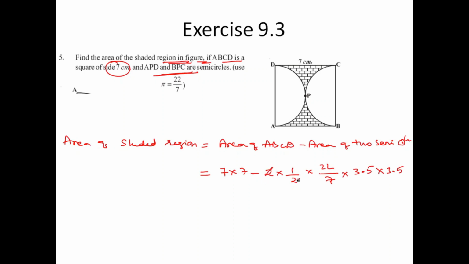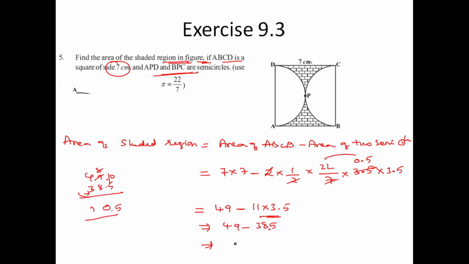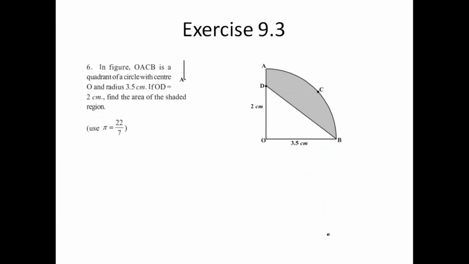Here, when I am solving this, this one is removed, and this can be written as 3.5 directly. So I can write this as 49 minus, when I am doing these, 2 into, I am left with only 11 into 3.5. Now, doing this, we get 10.5 centimeter square. This is the area of the shaded region. Hope this is also clear to everyone.